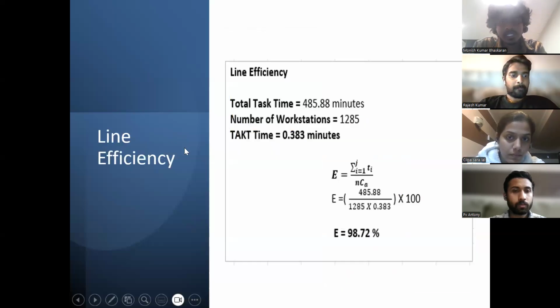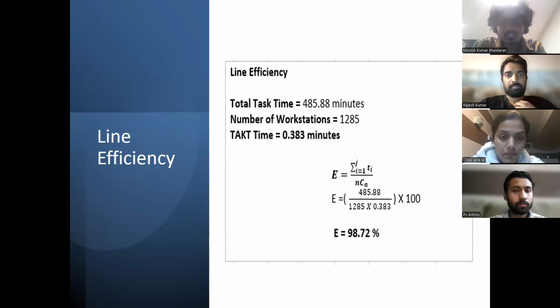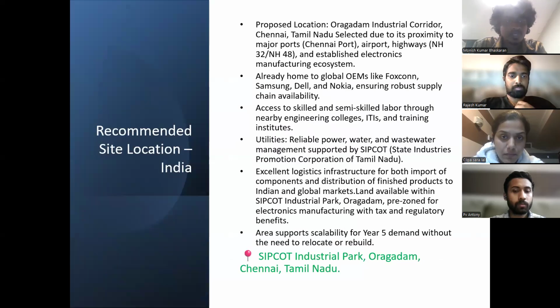So with the calculation of the line efficiency, the given total task time was 485.88, and the number of workstations we have is 1285. And the takt time is 0.383 minutes. So if we apply the line efficiency formula, we are getting the line efficiency as 98.72. And the next slide, please.